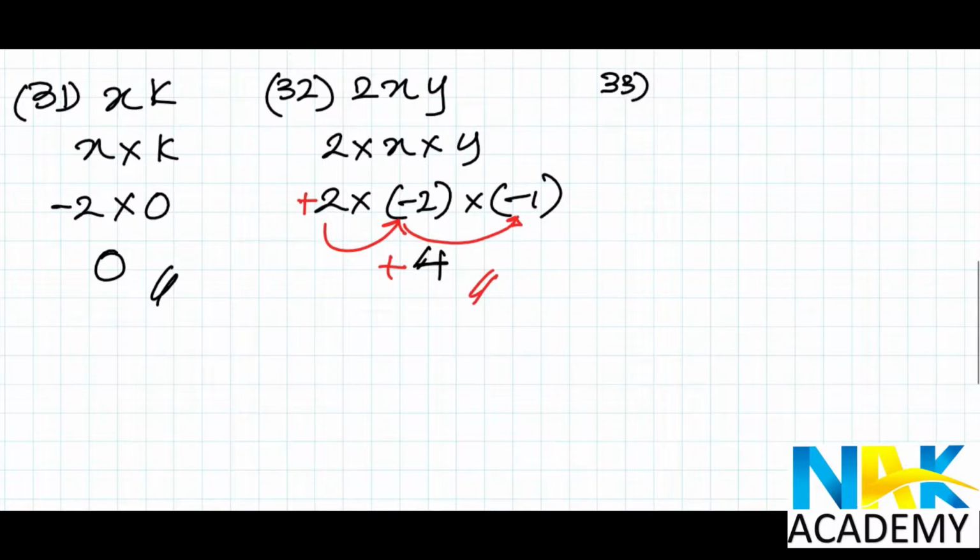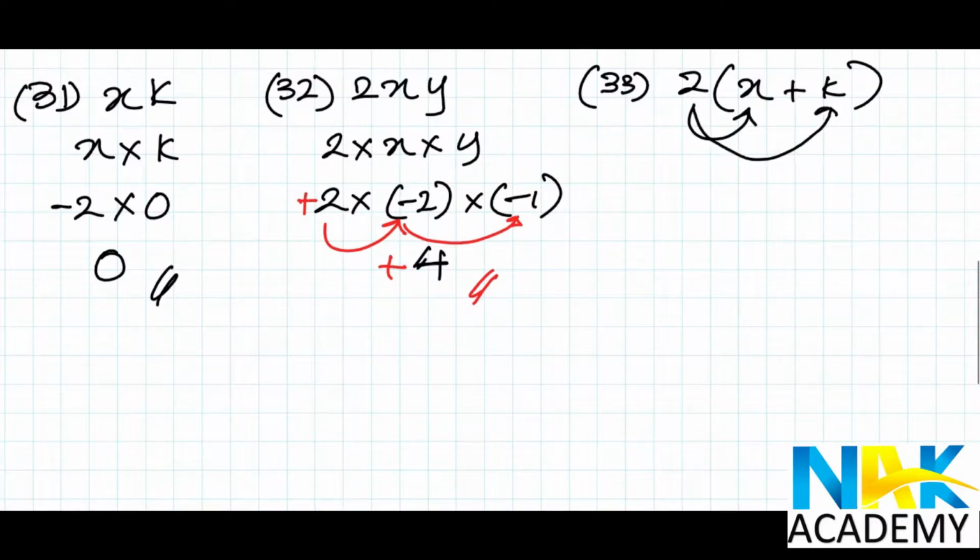Let's go to question number 33. 2 times open bracket x plus k close bracket. Here you can tackle this question in two ways. One is that you can first open these brackets by multiplying by 2 in each, so that you get 2x plus 2k. Otherwise you can substitute the value of x and k and simplify that as well. Either way is correct.